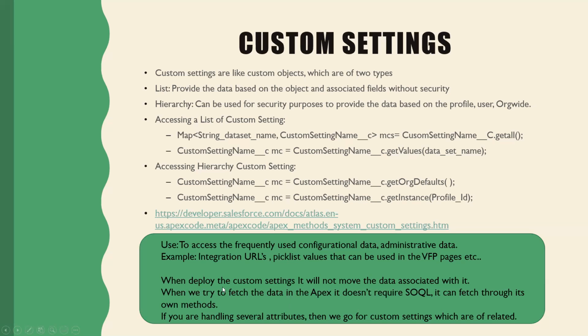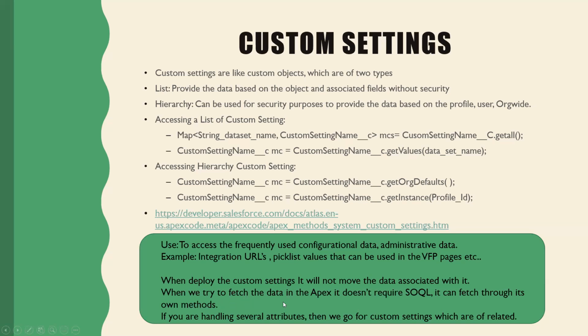Also, when we deploy custom settings, it will not move the data associated with it. The custom setting object and its fields are metadata, but the data, the values that you maintain, will not deploy to production. We need to maintain that explicitly. That's the catch.